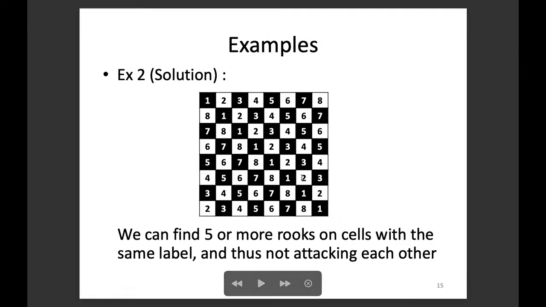Okay, now we are done. There are only 8 different labels. We have 33 rooks. So by the generalized pigeonhole principle, we can find 5 of them with the same labels. So these 5 with the same label are not attacking each other. So we're done.